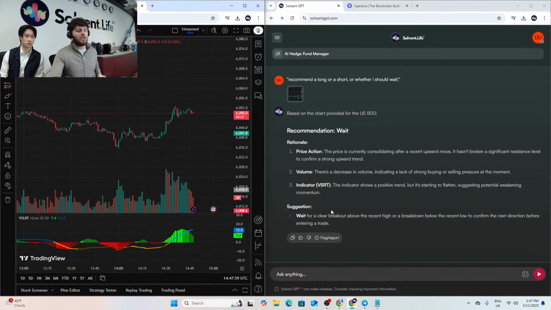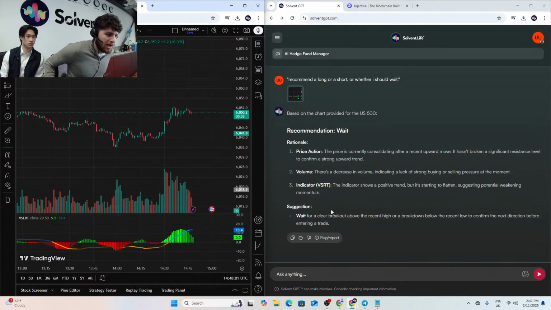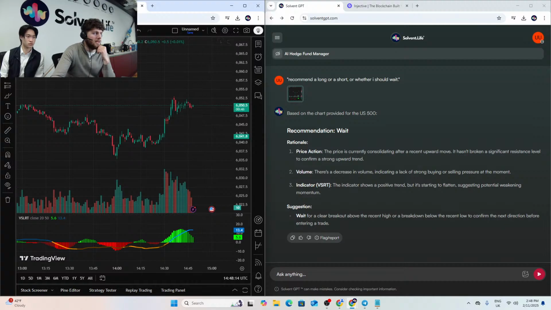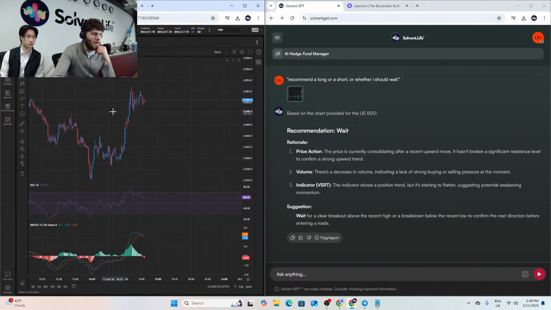So it's recommended we actually wait. It's waiting for a clear breakout above a recent high or a breakdown below to confirm the next direction before entering a trade. Now, I actually think, just from the candlesticks, that we may go downwards ever so slightly over the next 5 minutes and re-enter this price range that we were at a couple of minutes ago.